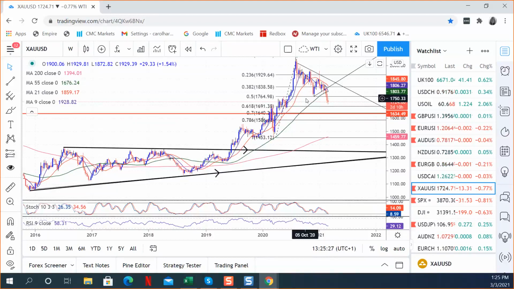Okay, so with gold, I'd say monthly, you don't really need to look at the monthly chart. A weekly chart is enough, I think, for you guys to be able to get some sense of direction. So we look at the weekly chart and we say, do you know what? Gold doesn't look too well.